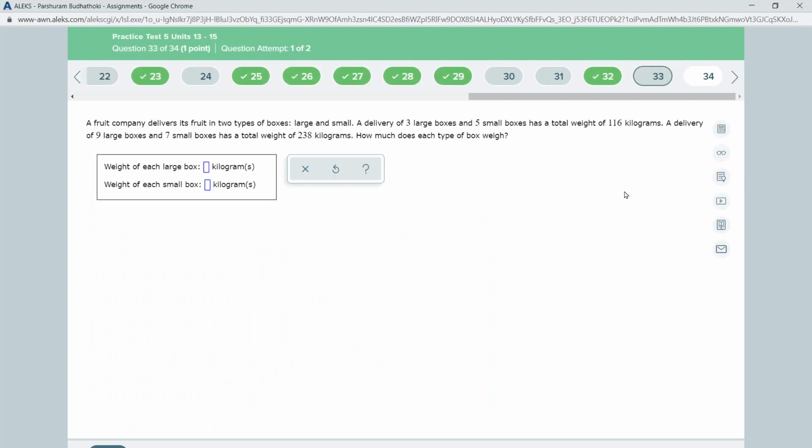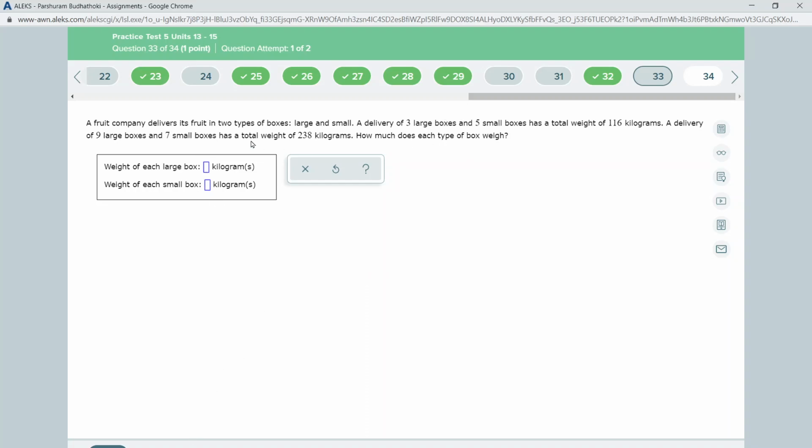This is an application problem for solving a system of equations. If you read this problem, it says a fruit company delivers its fruit in two types of boxes, large and small. A delivery of 3 large boxes and 5 small boxes has a total weight of 116 kg. A delivery of 9 large boxes and 7 small boxes has a total weight of 238 kg. How much does each type of box weigh? So you need to find the weight of each type of box.